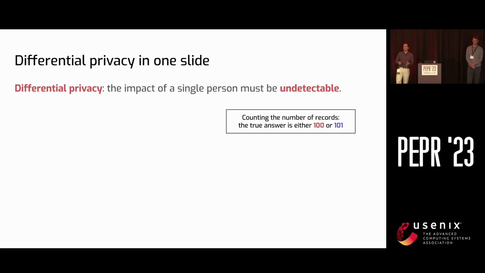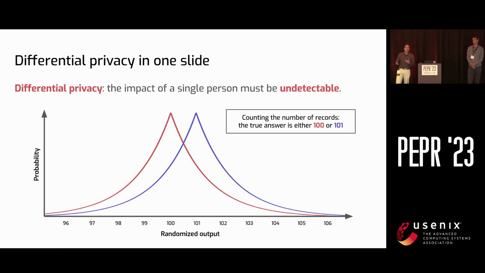So let's see how it works in practice. Say you want to answer a simple question. How many records are in a database? With differential privacy, you want this answer to not depend on a single person. So if you have 100 or 101 records, you shouldn't be able to detect the difference. You can provably prevent detection using the Laplace mechanism as an example.